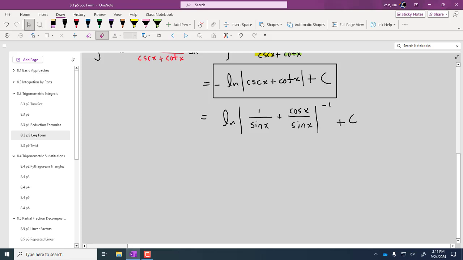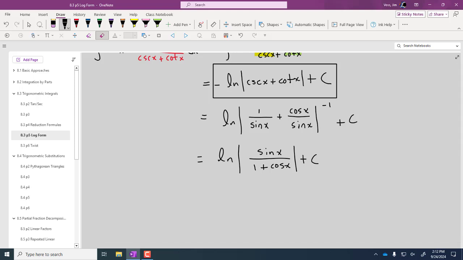And then in here, when we add these together, that reciprocal right there is going to flip it over, so we're going to get sine over 1 plus cosine. You don't usually see it written that way, but you could. You could write it that way. Yeah, that's a good point.